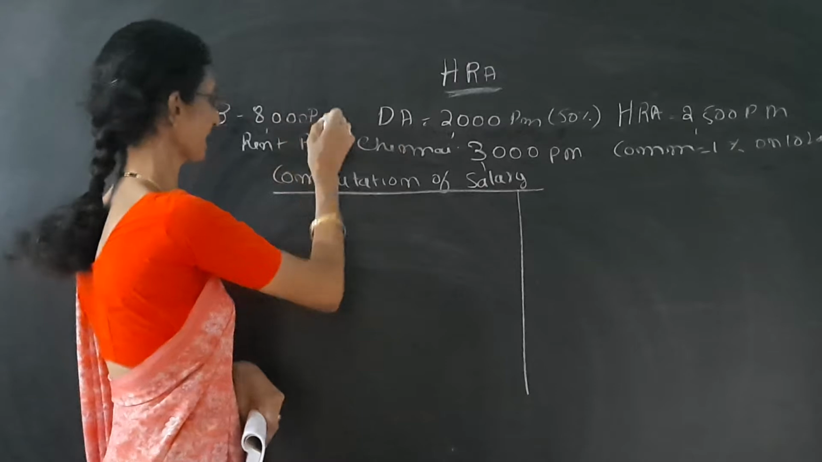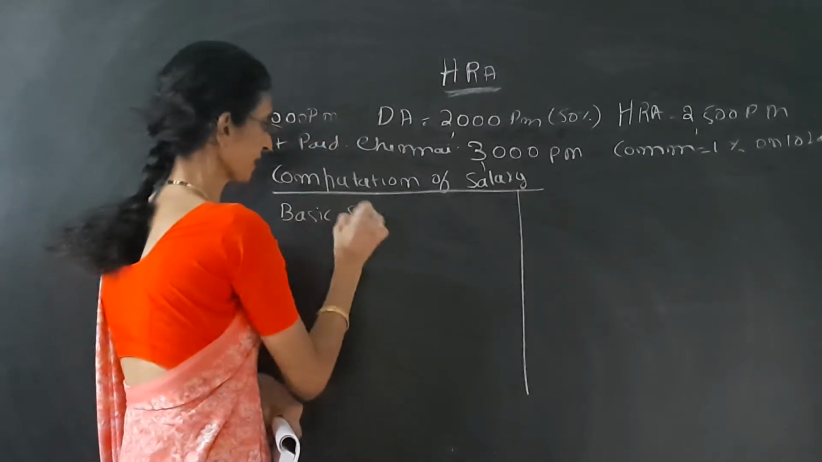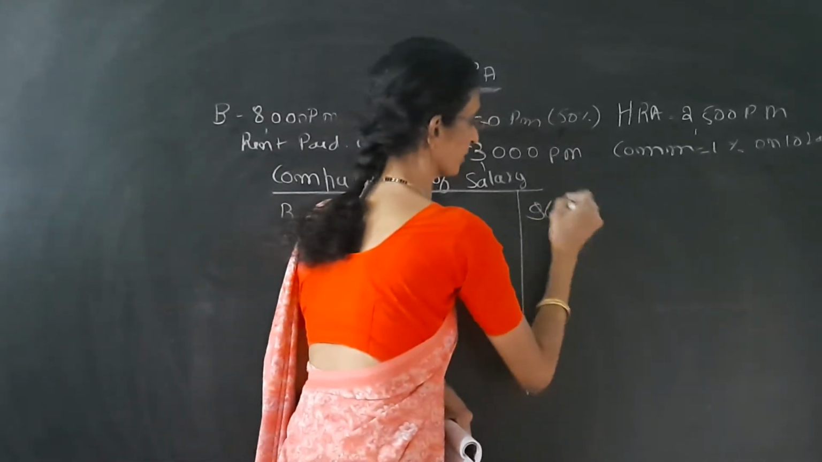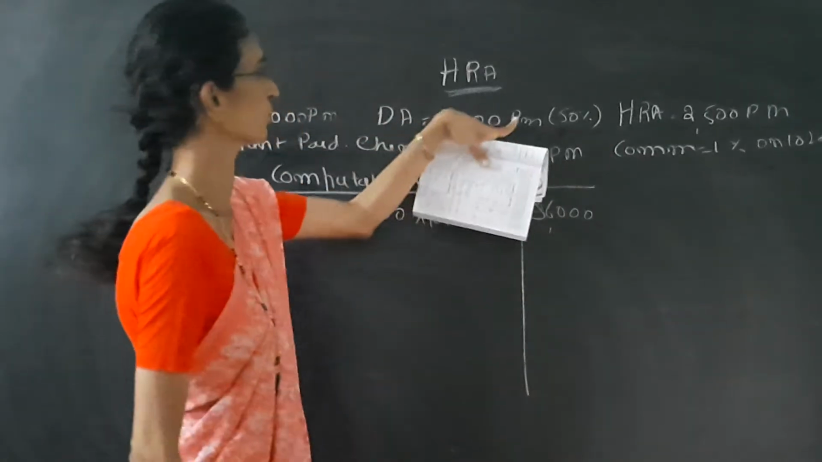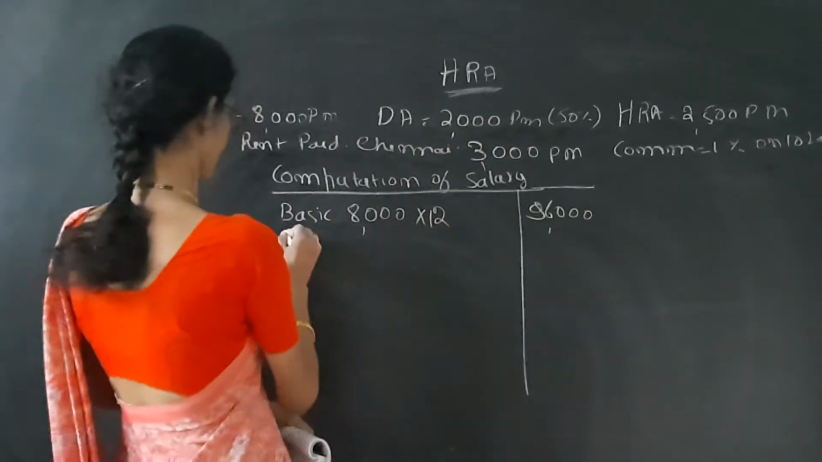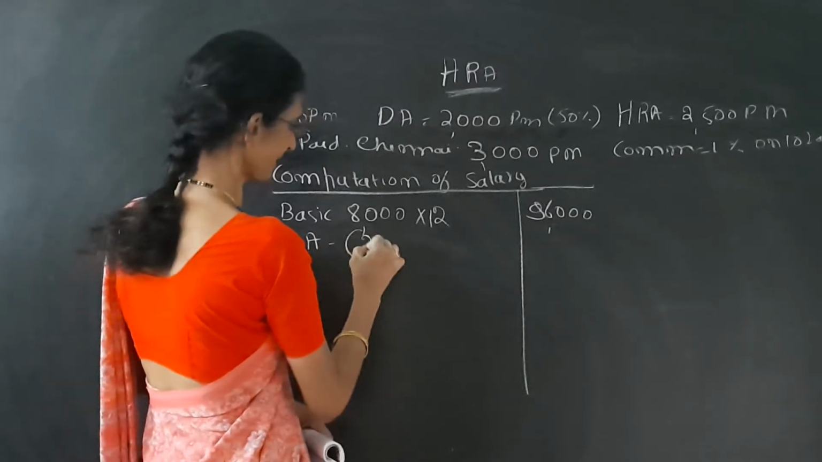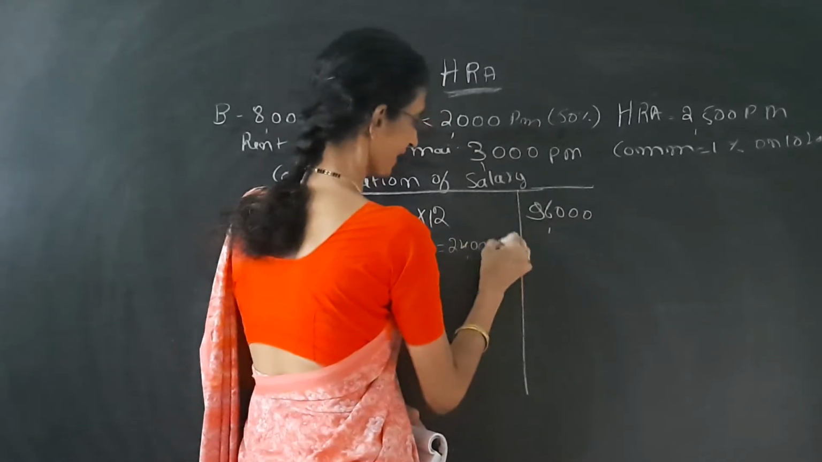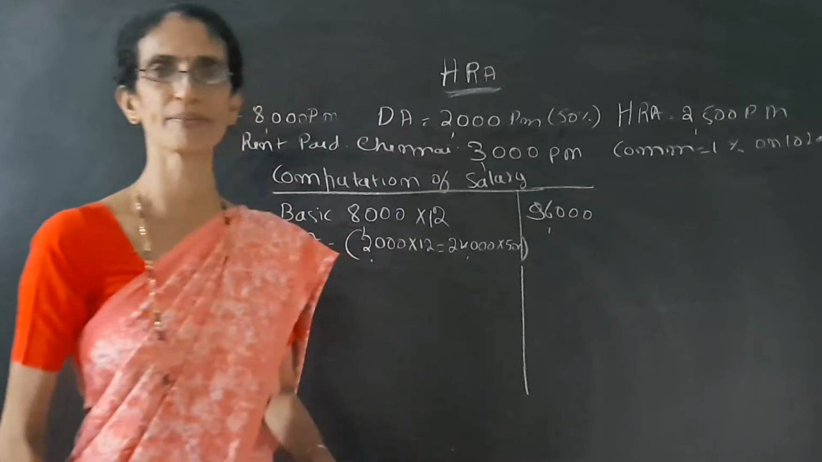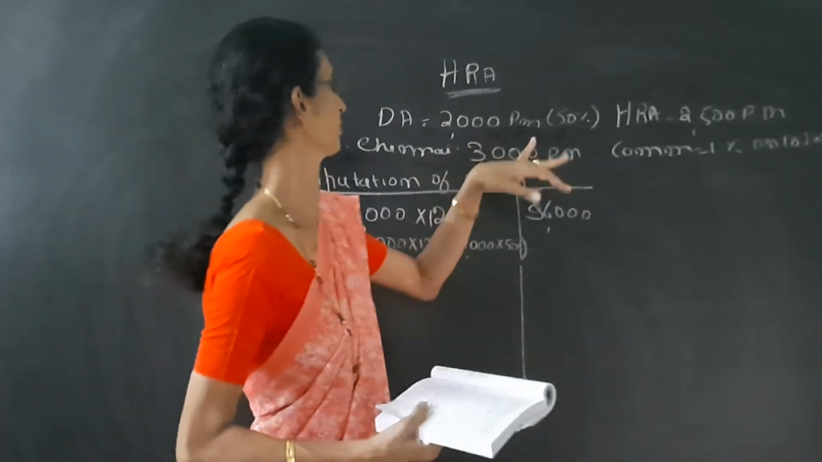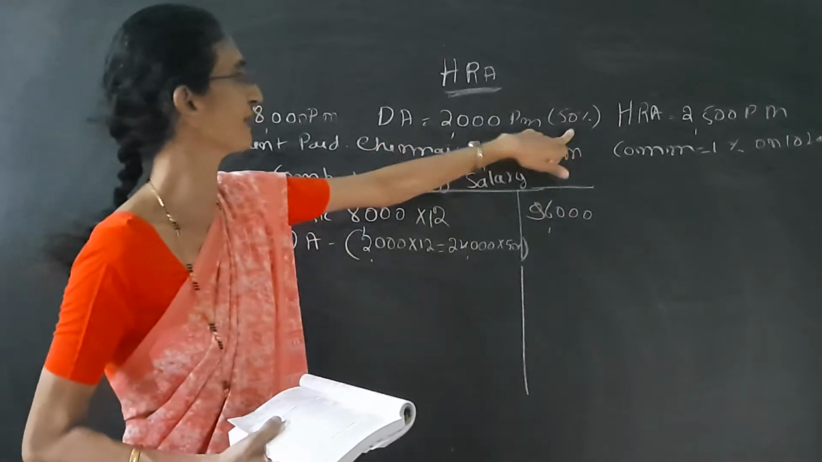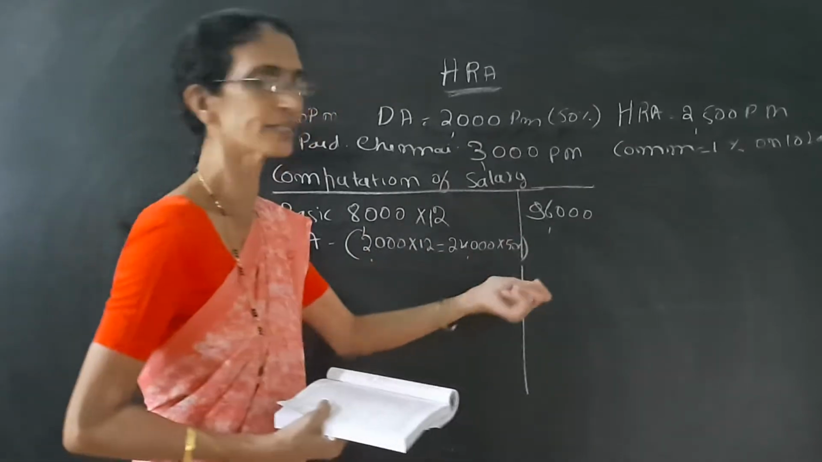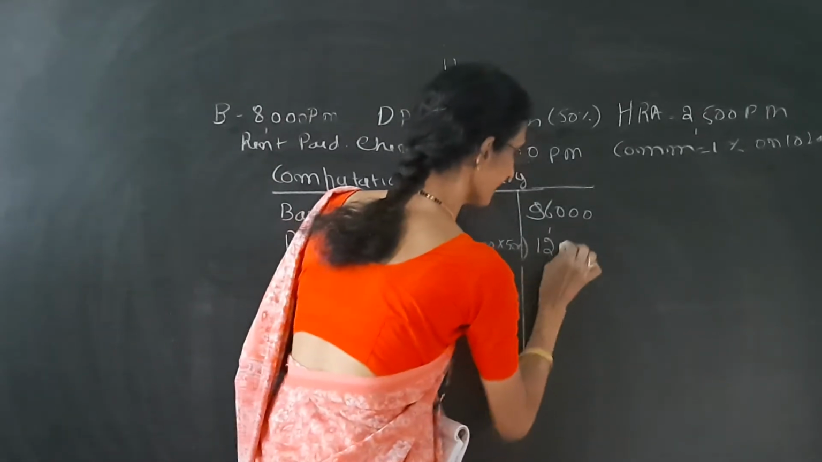Here it is given, basic is 8,000 per month. So basic 8,000 into 12, that means 96,000. Then it is given DA 2,000 per month, 50%. DA is 2,000 into 12, that is 24,000, into 50% only enters into retirement benefit. Or we can calculate like this: 2,000, 50% means 1,000, 1,000 into 12, or 2,000 into 12 into 50%. The amount is the same, it is 12,000.